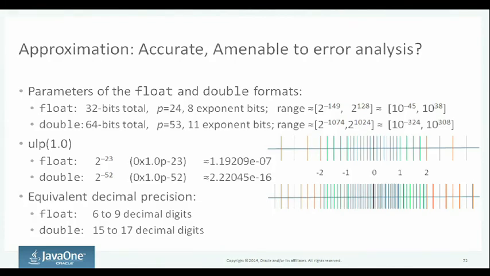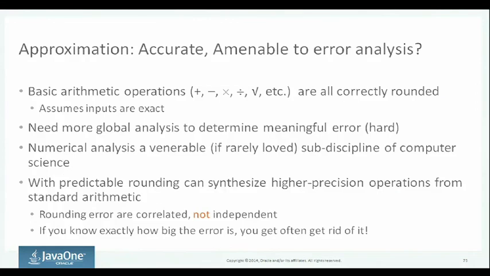So at a micro level, this all seems to be not so bad. If we start looking at the operations, the basic operations are all correctly rounded. So if you assume the inputs are exact, you get the closest floating point value to the exact number, so that's good. Now the hard part comes in when you have to move away from individual operations and look at what's the global error. This is actually hard, and you might be relating your discrete floating point numbers to some continuous process in the real world, and that's difficult. And numerical analysis is a very venerable, if rarely loved, subdiscipline of computer science.